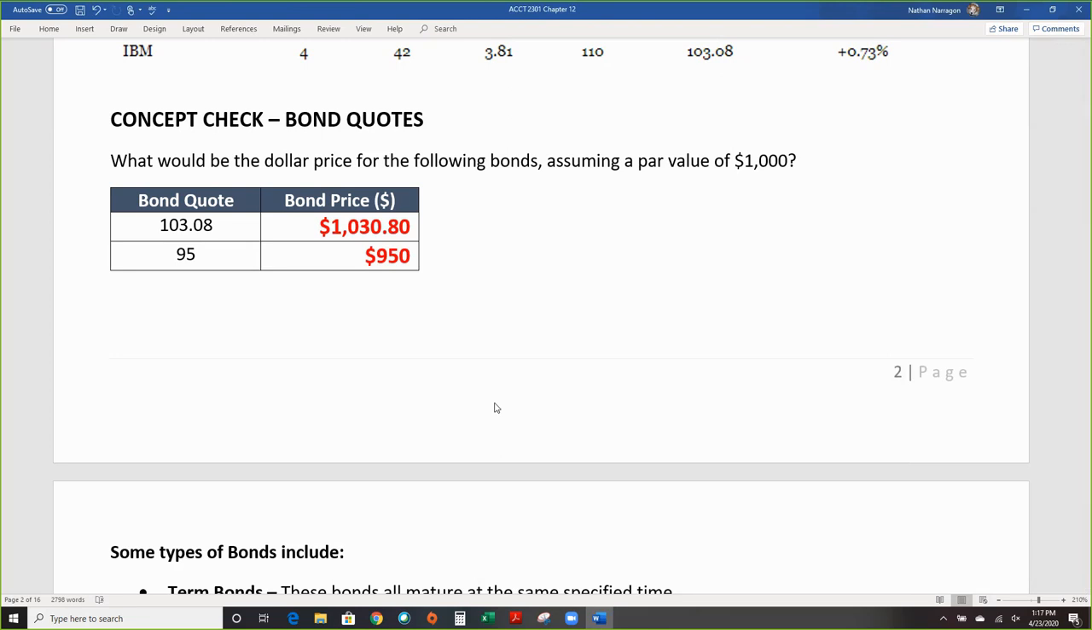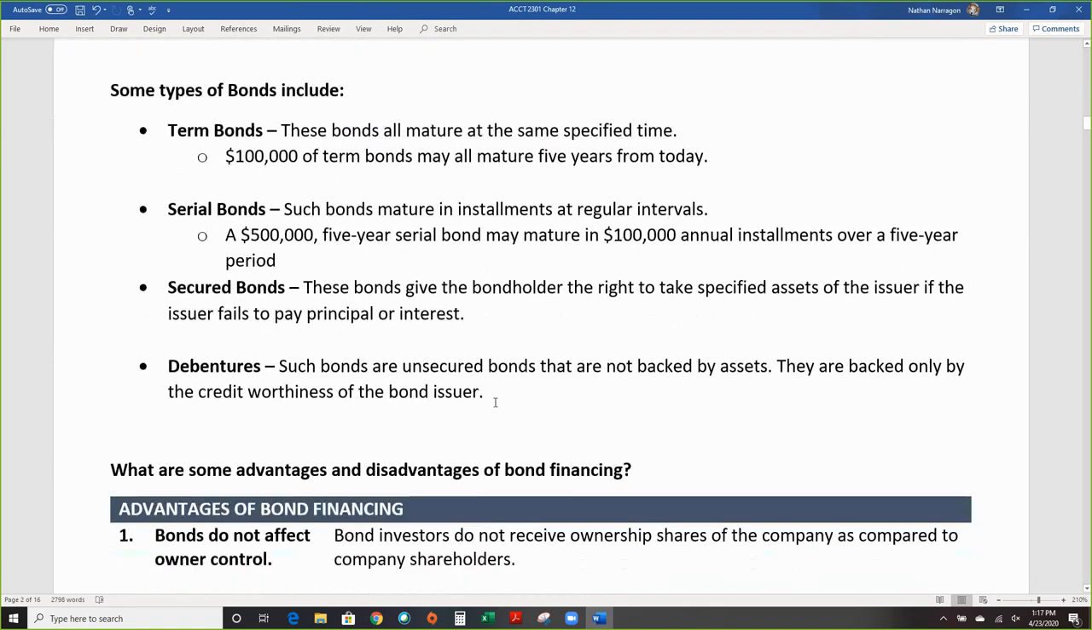Now, in the market, there is a lot of different types of bonds. And some of these bonds are included in your book. The one that we're going to pretty much take on is a term bond. And these bonds will mature at a specific time. Or mostly if there's a lot of these bonds, they all mature at the same time. So, example was 100,000 of term bonds may all mature 5 years from today. Basically it is what we're going to deal with mostly.